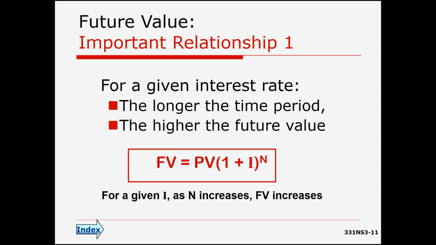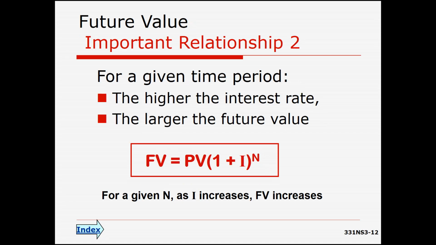One reason for looking at the formulas is to make these relationships clear mathematically as well as intuitively. Consider the future value formula. For a given interest rate, the longer the period, the higher the future value, meaning the longer you leave your money invested, the more you have. As N increases, future value increases. The relationship between N and future value is direct.